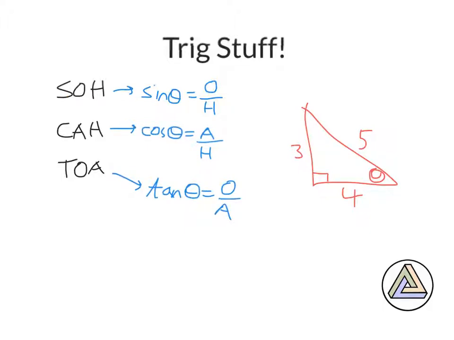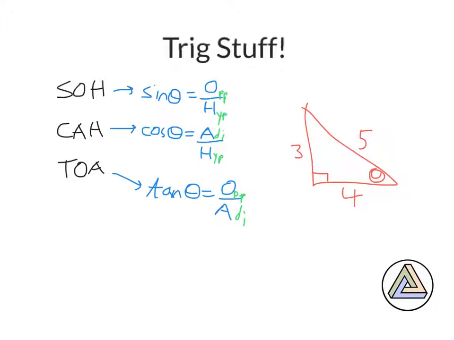So meaning SOH, well, S in sine, OH; CAH, C in cosine, A and H; and TOA, T for tangent, and O over adjacent. Now, the O stands for opposite, the H stands for hypotenuse, I'll just write that, the A stands for adjacent. Okay. So that's how this works.